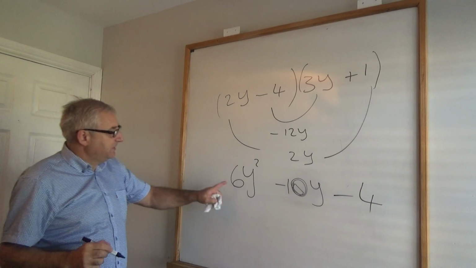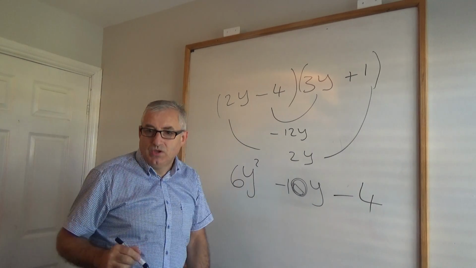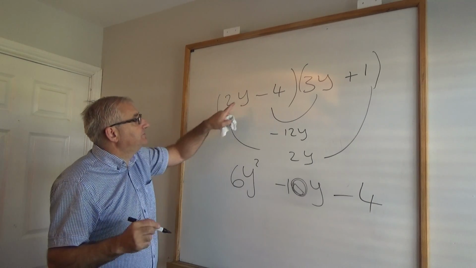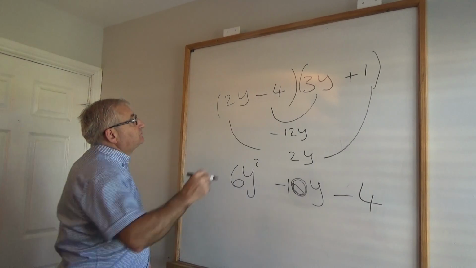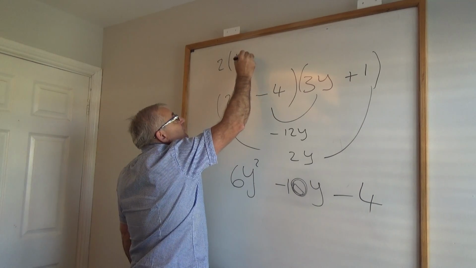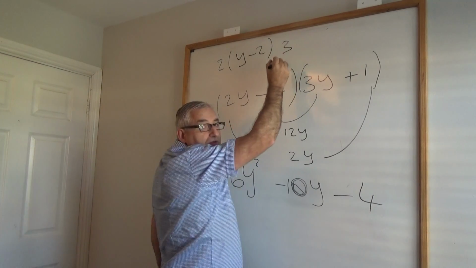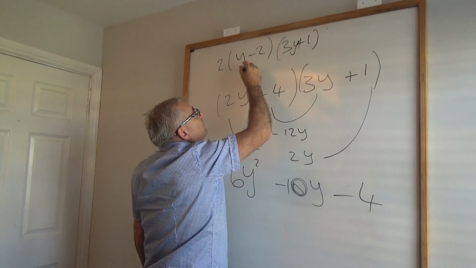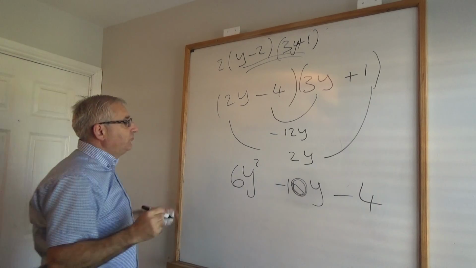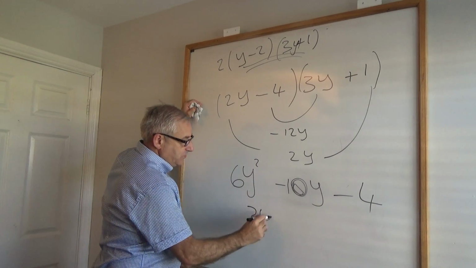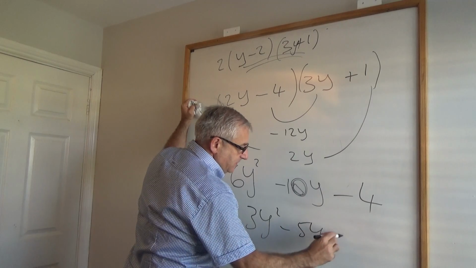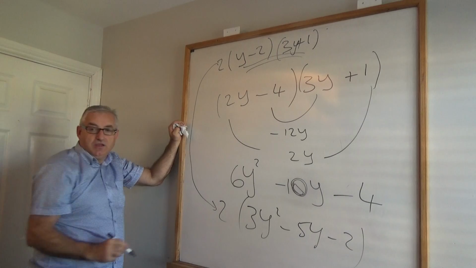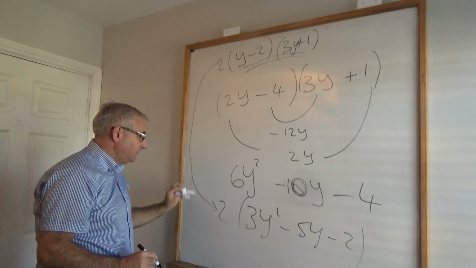Now, notice there's a 2 common to all of these. You knew that would happen because there was a 2 common here. And it could have been taken out up front. And you could have done a simpler algebraic multiplication, and then distributed into 2. So you would have ended up with 3y squared minus 5y minus 2 with a 2 outside to be distributed. Okay, hope you understand that. That's a nice thing to understand.